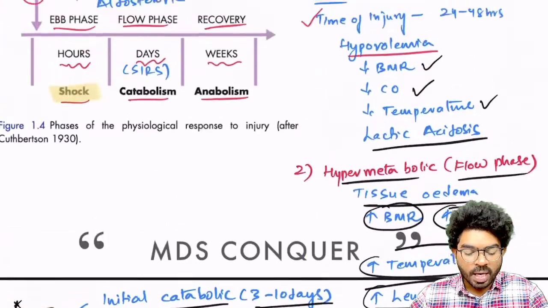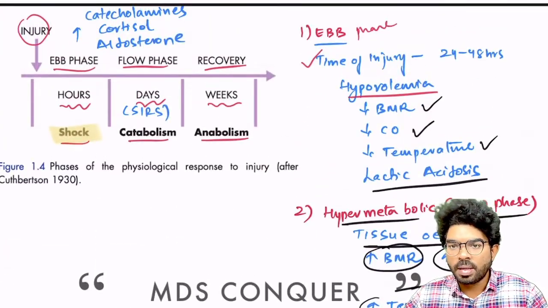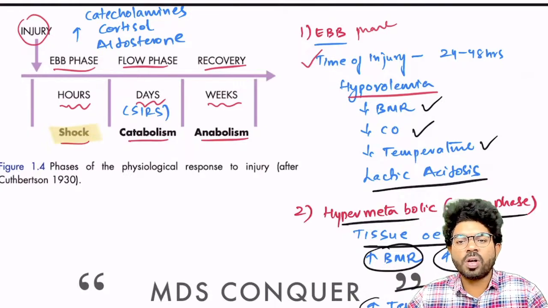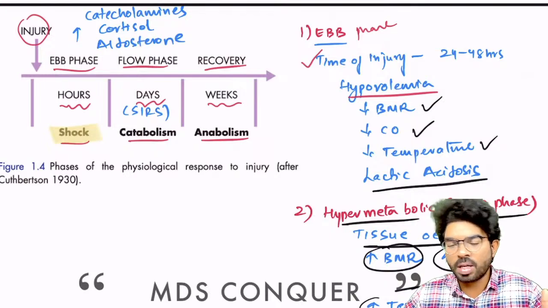So the first phase that occurs immediately after the injury is the EBB phase, where there will be shock. Signs of shock will be seen in the EBB phase. What happens is hypovolemic shock is going to occur.